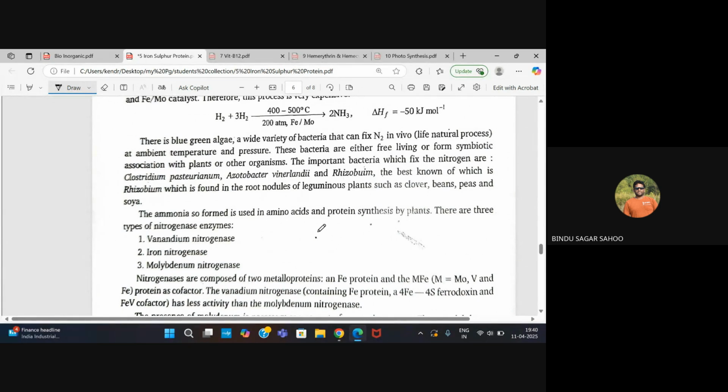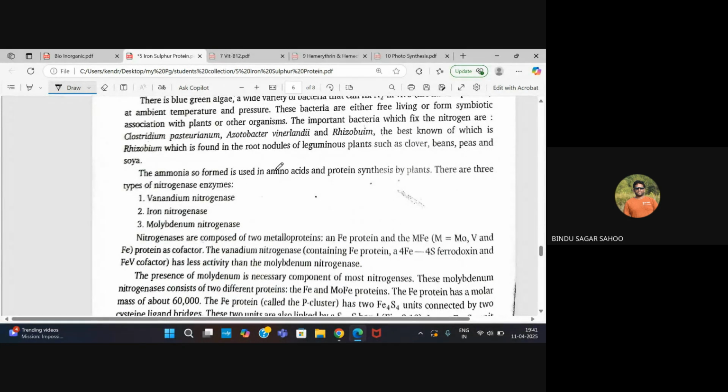So in the biological process, particularly in blue-green algae, in the presence of these types of bacteria, Azotobacter, Clostridium, and Rhizobium, which are found in the roots of beans also, nitrogen can get converted into ammonia naturally.